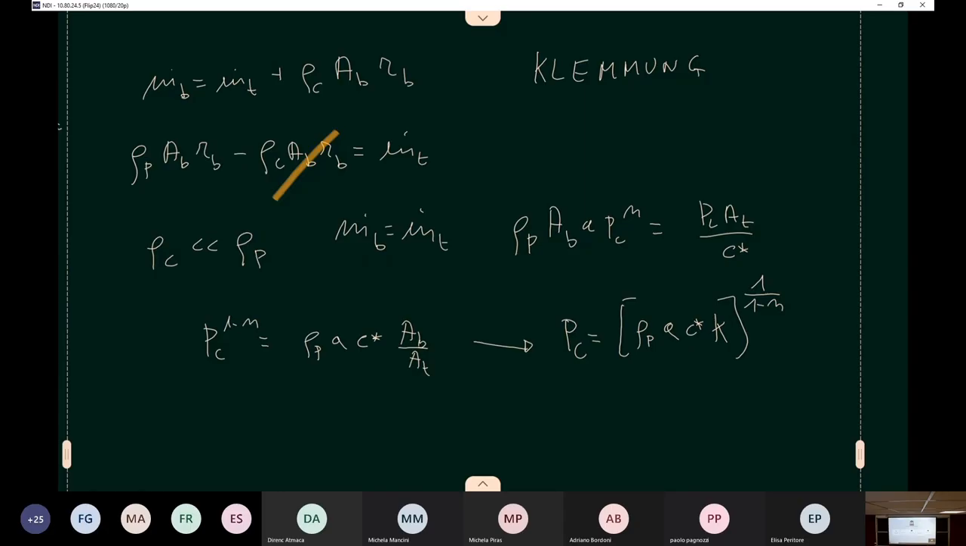And we have a strong dependence of the chamber pressure on the Clemmons, because it could be, for instance, if n is 1/2, it means squared. If it's 1/3, it means 1.5. If it's 0.2, it will be 1.25. If it's 0.8, it would be 5.